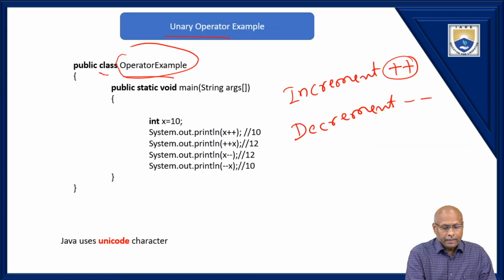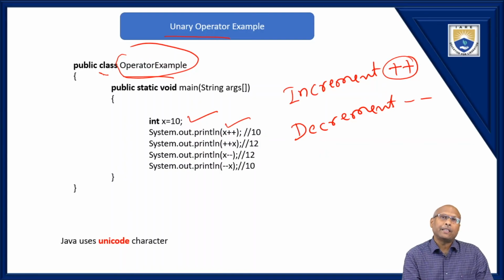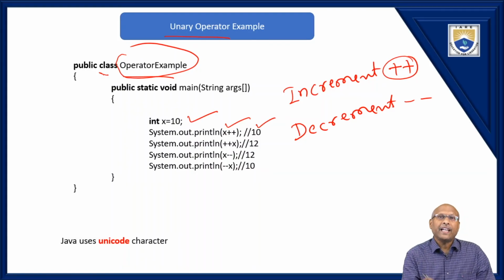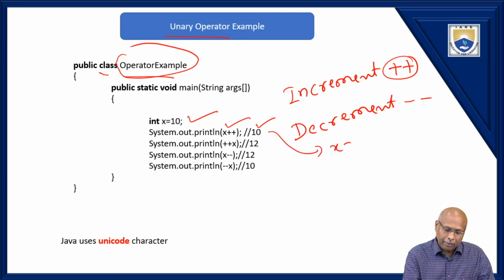Fine. Now here in this program I have used x as 10. System.out.println x plus plus. So how much will it print? Because it comes under post increment. Post increment says first print. So it will print 10 first, then later increment the value. After printing 10, x becomes 11, because it is a post increment.